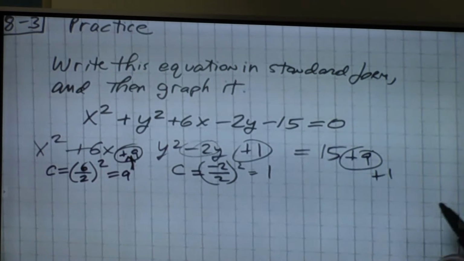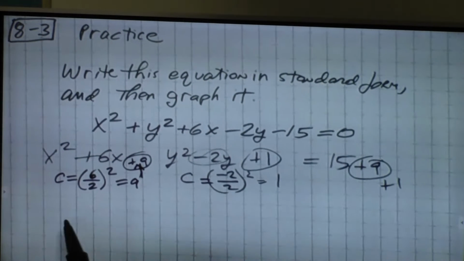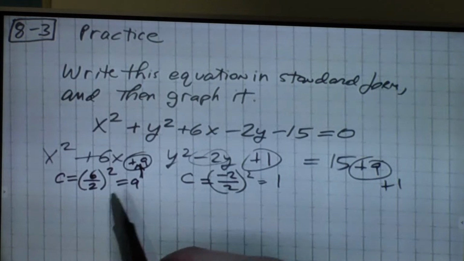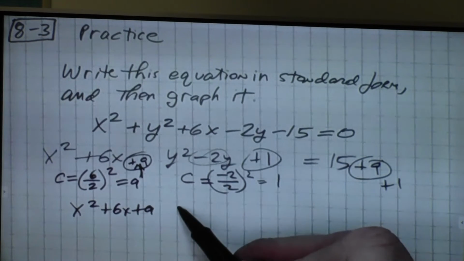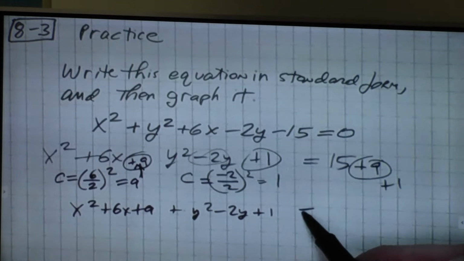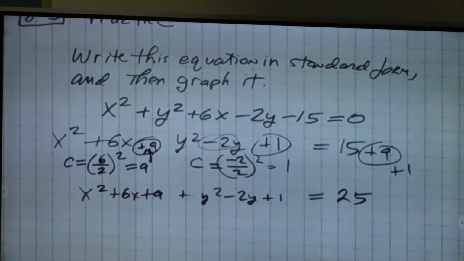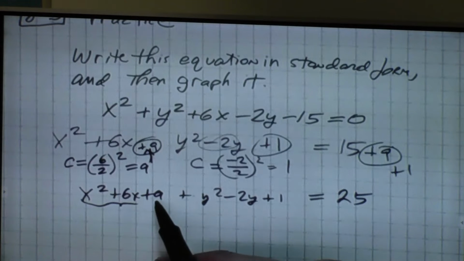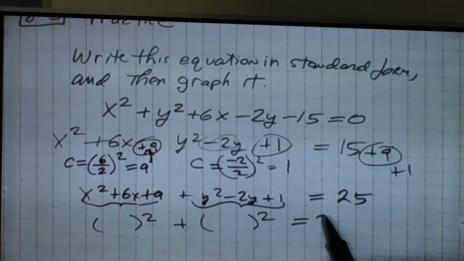Okay. So now what we're going to do, 15, 9, and 1, yep. So here I have x squared plus 6x plus 9 plus y squared minus 2y plus 1 is equal to, add all those up and it's 25. But this becomes a perfect square, and this becomes a perfect square. Something squared plus something squared is equal to 25.